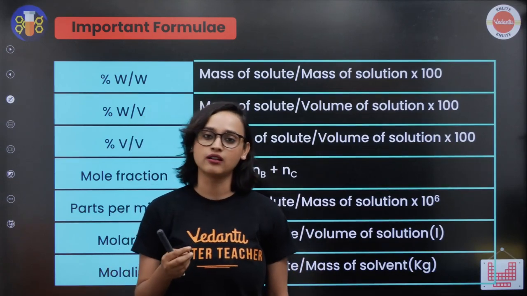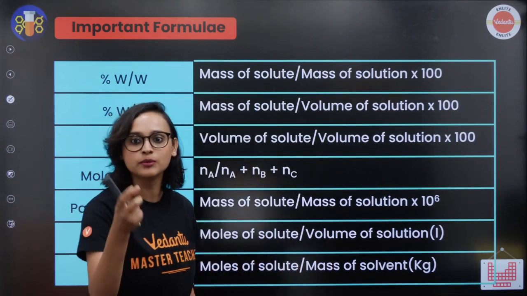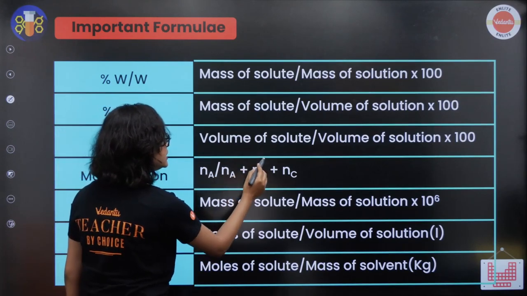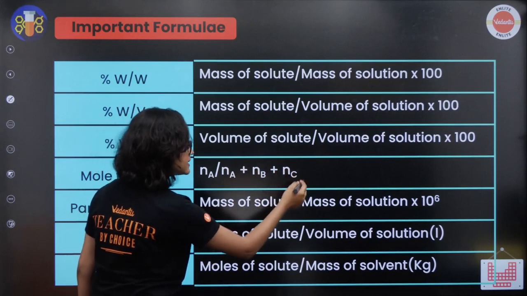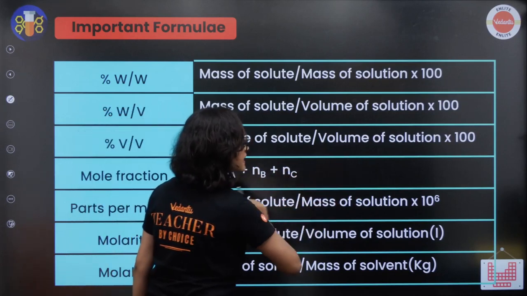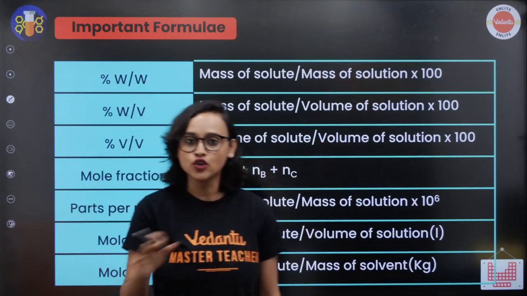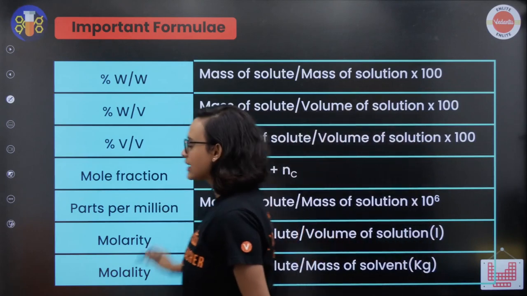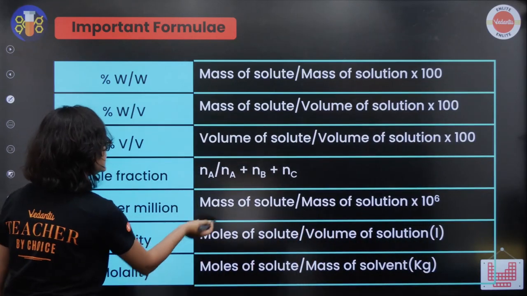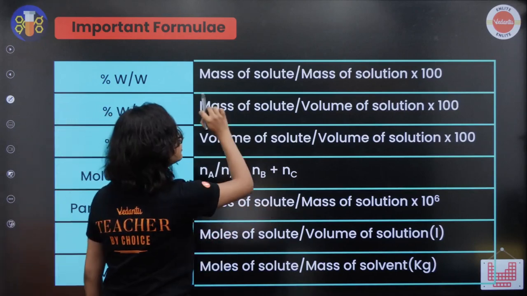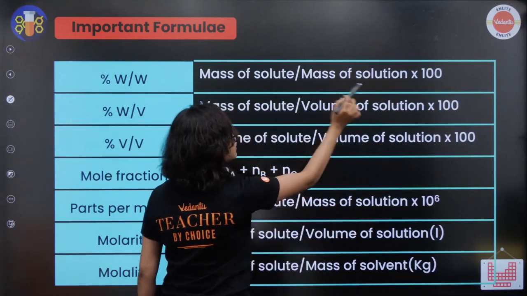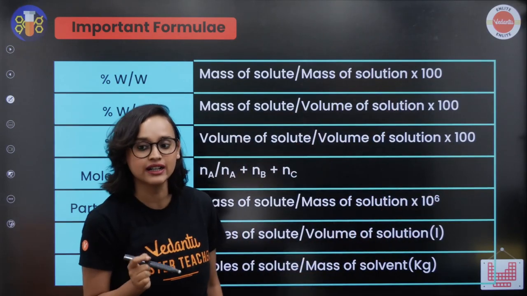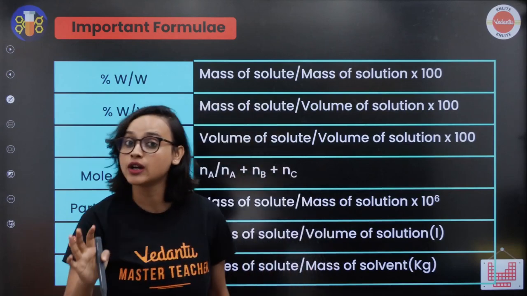Mole fraction. That's I think the most common term from this chapter. How do you calculate it? Na divided by Na plus Nb plus Nc. Also, can you see that this is unitless? This has no unit. Next is parts per million. Parts per million is actually absolutely similar to percentage weight by weight, mass of solute divided by mass of solution, but here it is multiplied by 10 to the power 6. That's all that you have to remember.